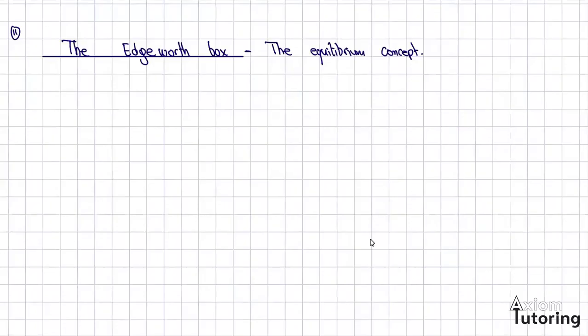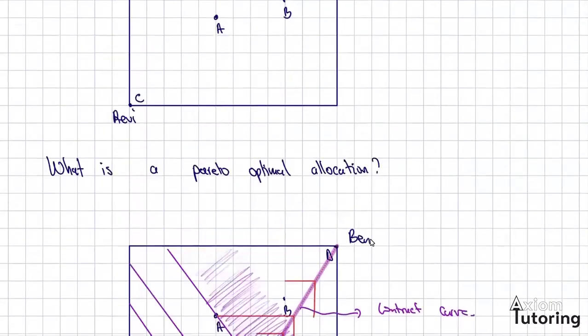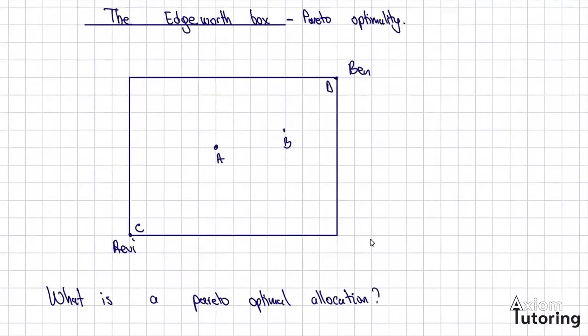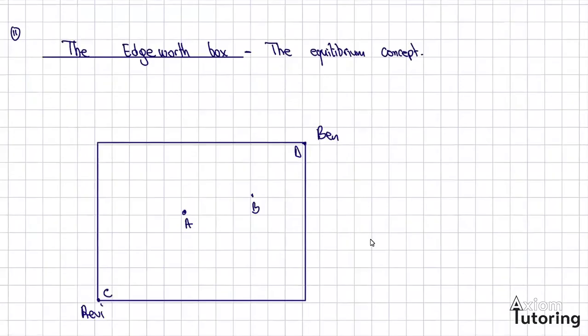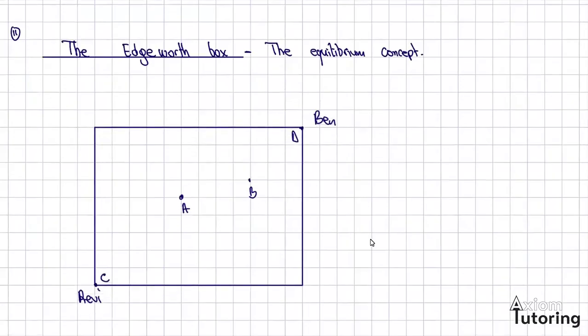So far in the previous videos, we've been working with the Edgeworth box, trying to understand more what the Edgeworth box is about. And what I would like to talk about next is this idea of an equilibrium concept. Quite often, in this type of question, you might be asked to find the equilibrium in the economy. And that's where we bring together all the videos so far.